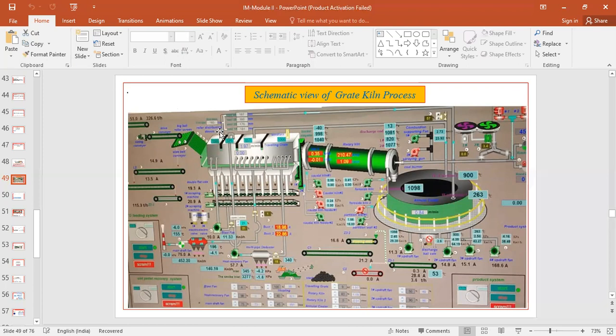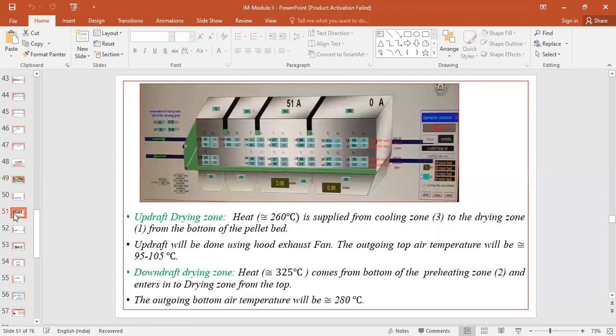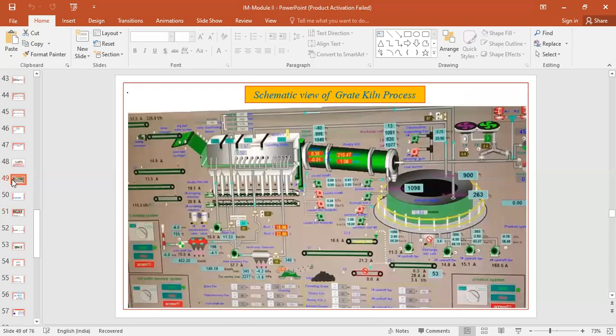So here you can see, as I told you, it is basically the updraft drying zone. Updraft means we are supplying the heat from the bottom and doing the suction from the top. So that is what is happening here. That is the updraft. The draft is moving upwards, and we are supplying it from the bottom.